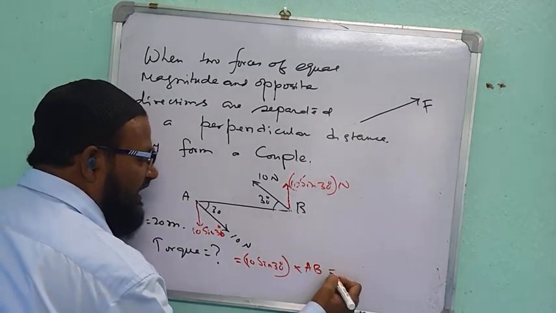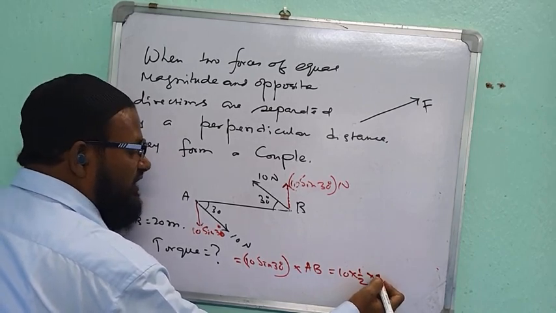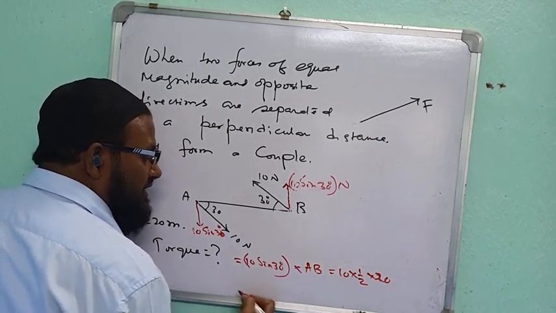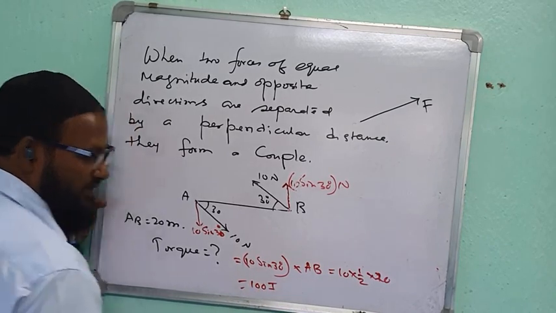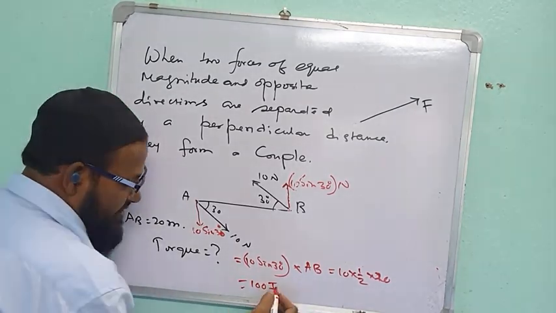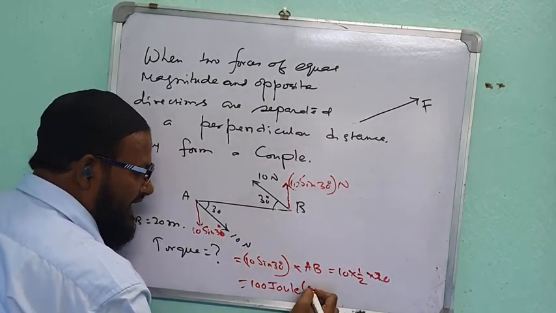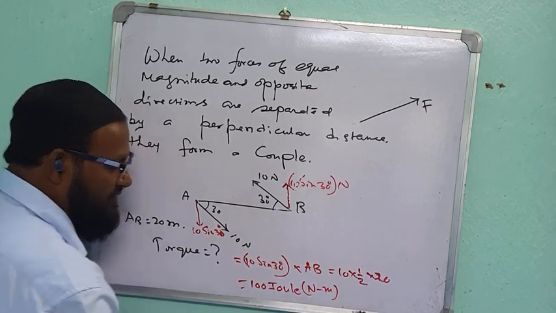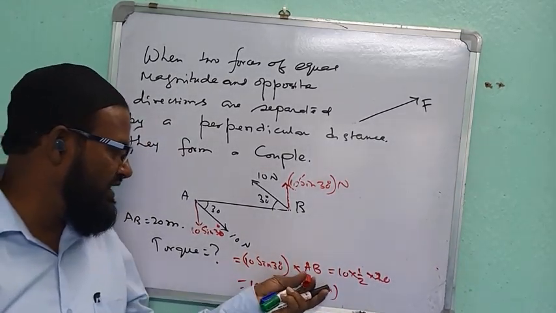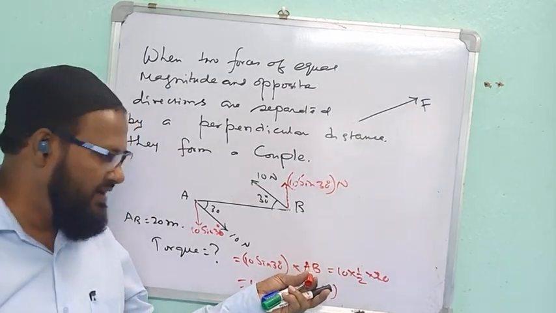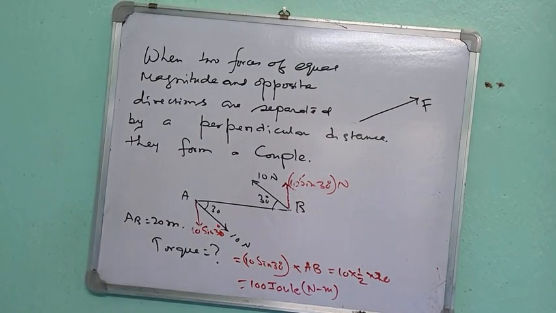Now what is the formula? 10, what is the sine 30? Half, what is AB? 20. This is 100. What is the unit? Don't write 100 joule, here this is Newton meter. This is the answer. This portion is the Newton and this portion is the meter. Now one portion is important.